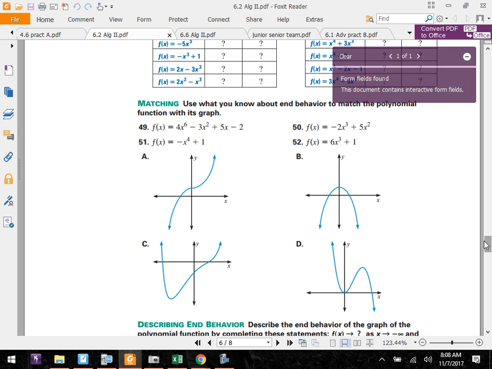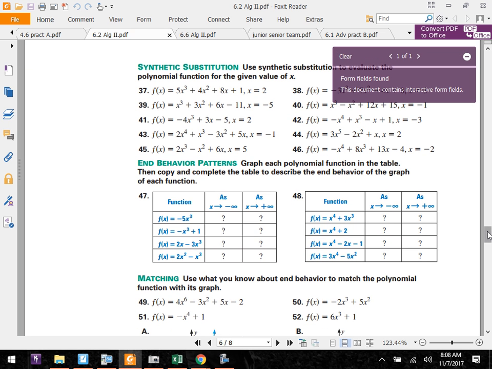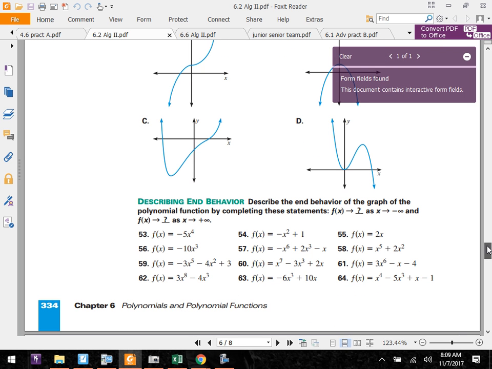So let's do this. On 6.2, I might as well just give you a little bit of time to do that. Let's do the 35, that's 37, 45 odds. And let's add in what we have right now. We'll do a couple more synthetic things because that's really good practice.